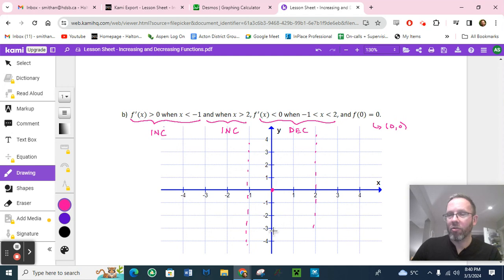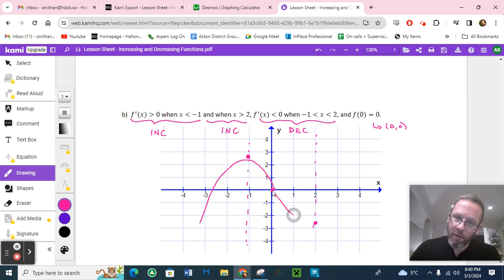Okay, so we need to draw a function that's increasing to -1, and then decreasing from -1 to 2, and then increasing again. So it doesn't matter where we put it, we know that it's going to be increasing, decreasing, increasing. I'm going to put maybe a local maximum here and a minimum here. They can be higher or lower as you like. It just has to be higher than 0, 0. So we have something that looks like this.